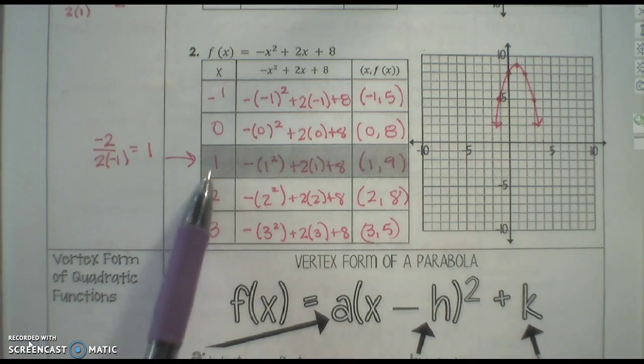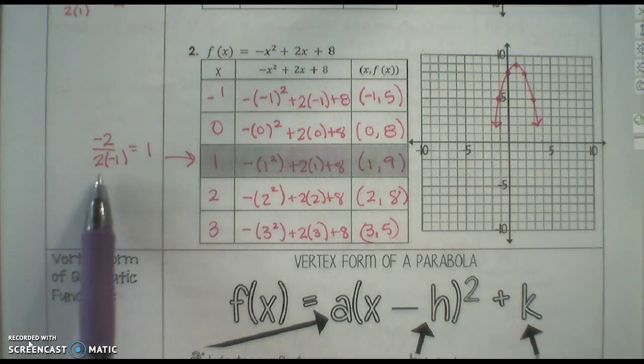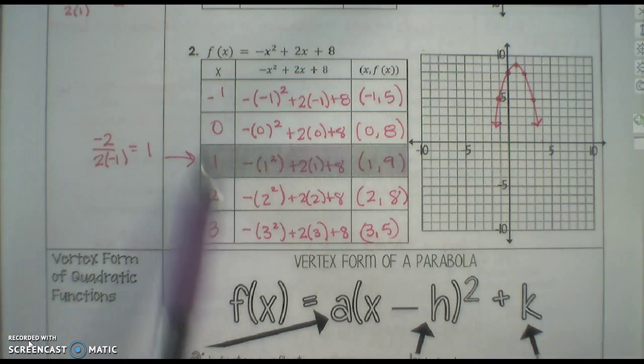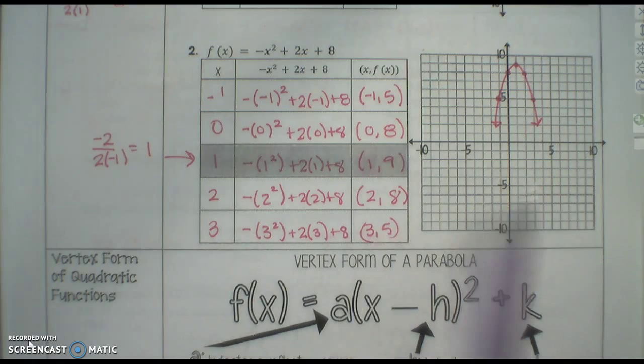So remember that this middle value should be negative b over 2a, and so you should have 1 here, and then 0, then negative 1, then 2, then 3, plugging those values in to get your coordinates, and then graphing.